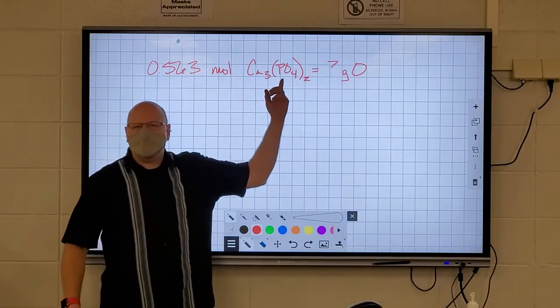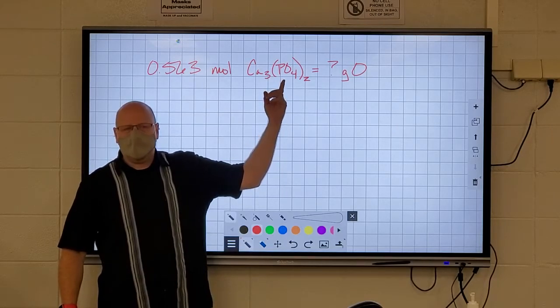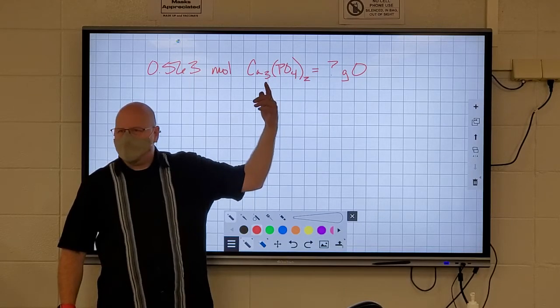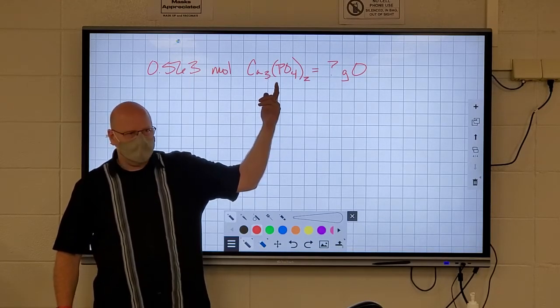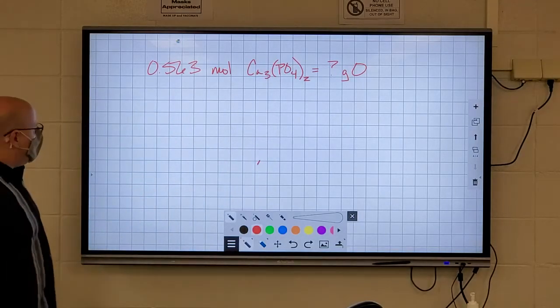Can somebody tell me what the name of this compound is? Calcium phosphate. Do you understand why I had you memorize what I had you memorize? So we can speak chemistry. Okay? All right.